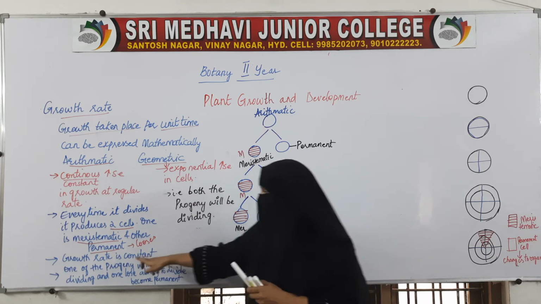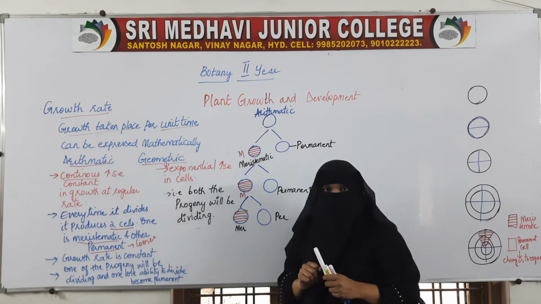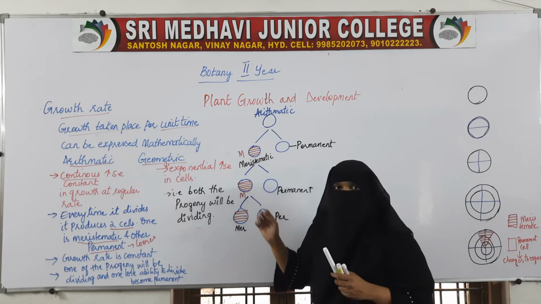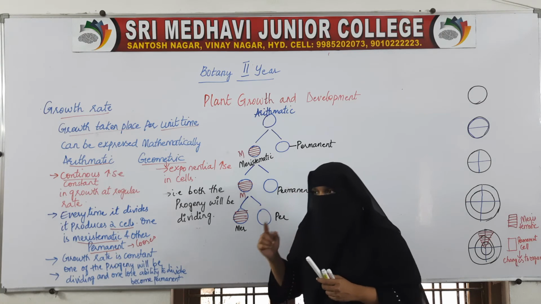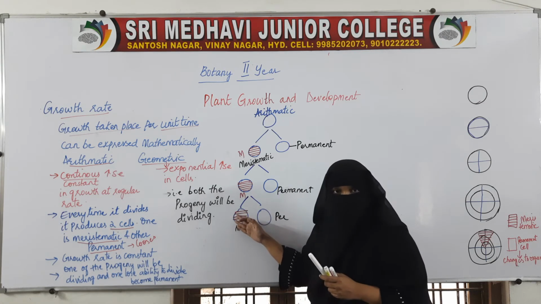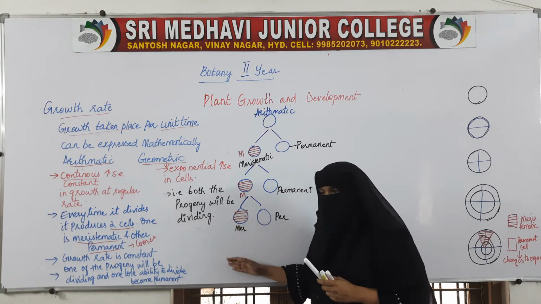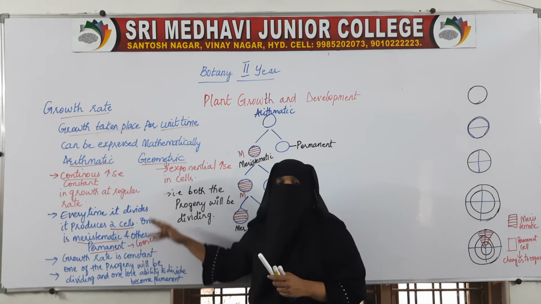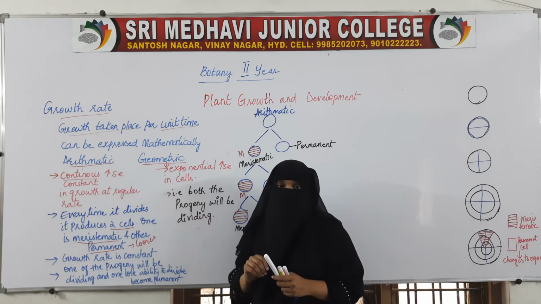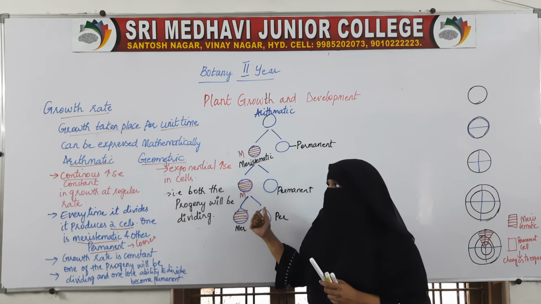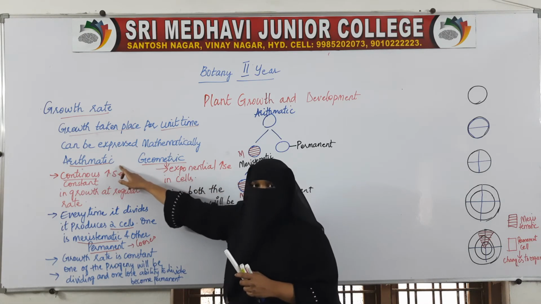So here the growth rate will be constant. For example, if this division is taking place every 10 minutes, then in every 10 minutes, two new cells are formed. Then again after 10 minutes, two new cells are formed. At regular intervals, constant increase in growth is seen. So this type of growth is called arithmetic growth.